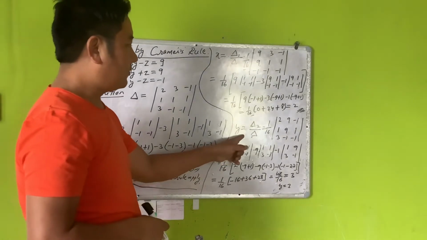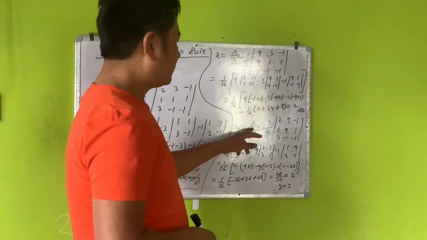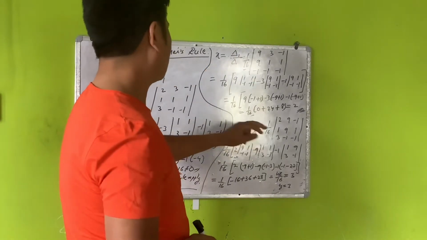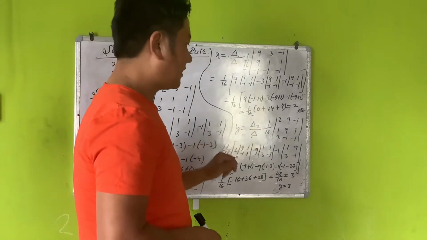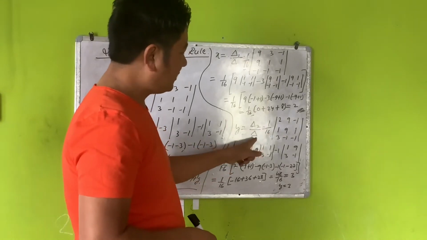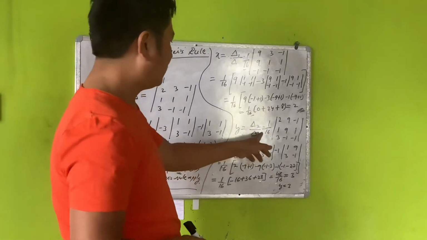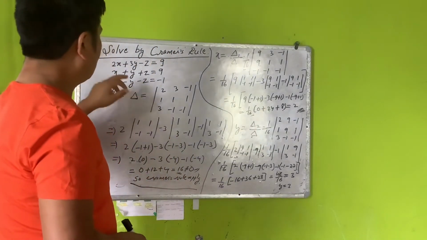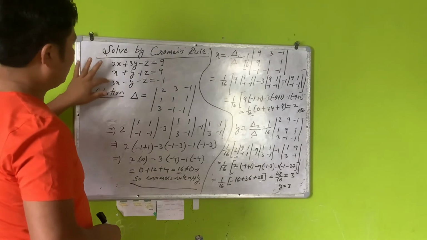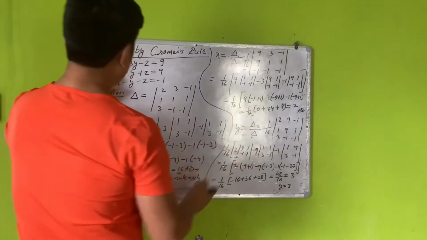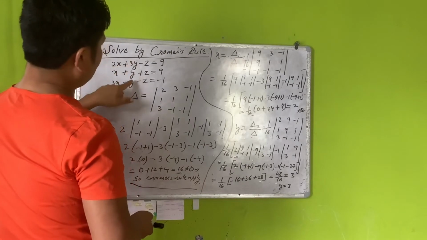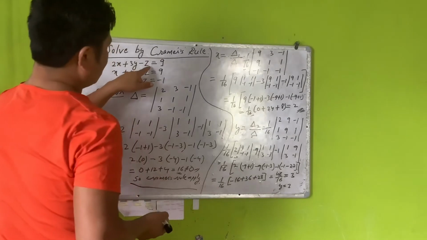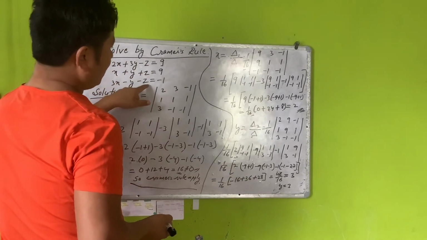Now y is equal to delta 2 by delta. Here you wrote delta 1, here you have to write delta 2. We have got delta as 16, we found that. Now delta 2: you have to ignore the second column. First you have to write 2 1 3. Then straight away, instead of writing the second column, you have to write 9 minus 1. Then this one: minus 1, plus 1 and minus 1.